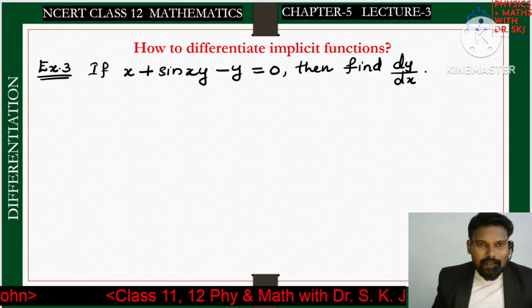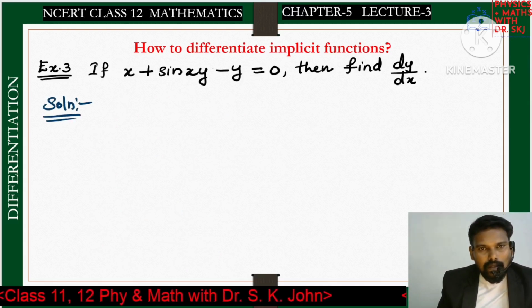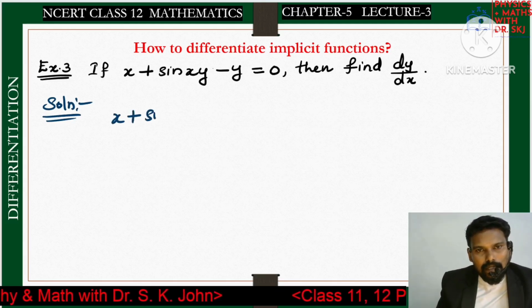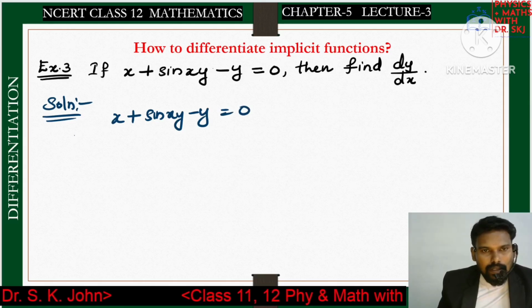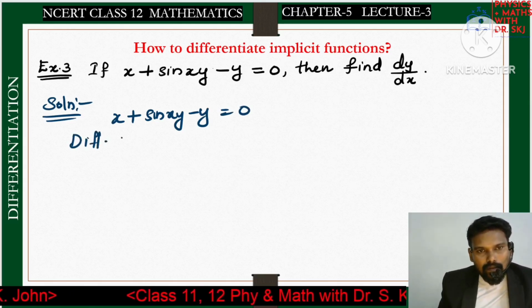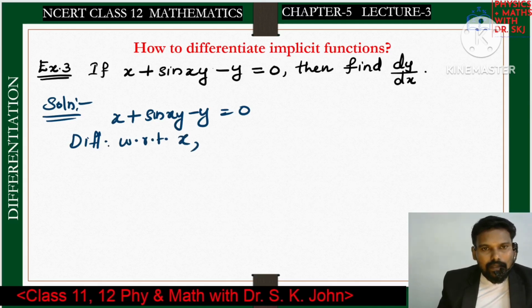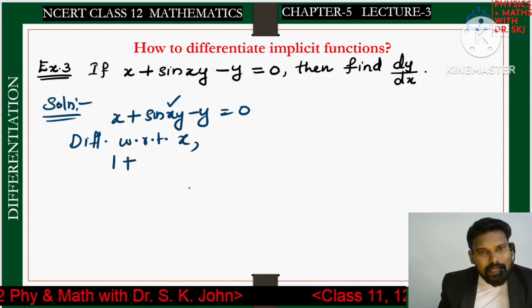Now going to another example. Again I am writing this relation: x plus sin xy minus y equal to 0. Differentiating with respect to x, we get: what is the derivative of x? It's 1. What is the derivative of sin xy?